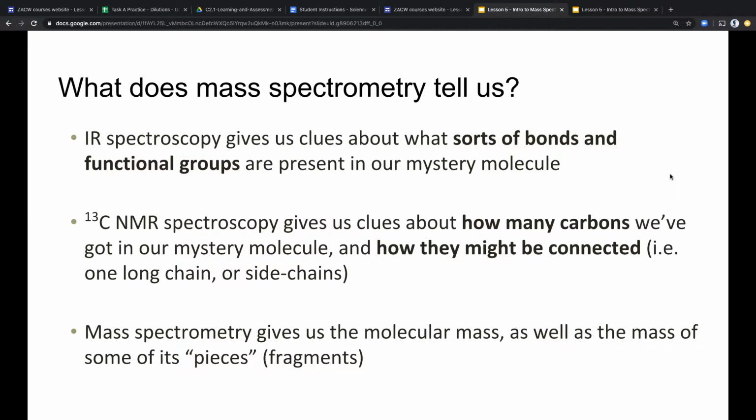That's really helpful. It'll also tell us the sizes or the masses of little fragments that break off when we fire that beam of electrons at that molecule, right? Because not only does it knock off an electron to make the molecular ion, but it further shatters or fragments that molecule into smaller pieces as well, which we can weigh in the mass spectrometer.